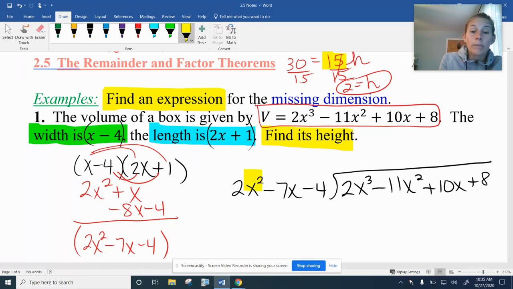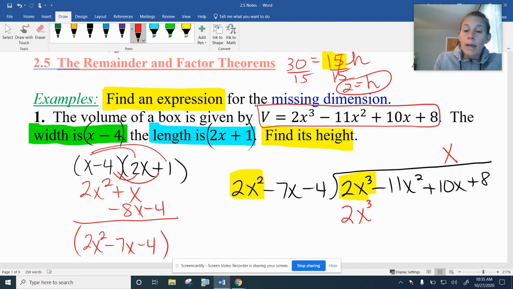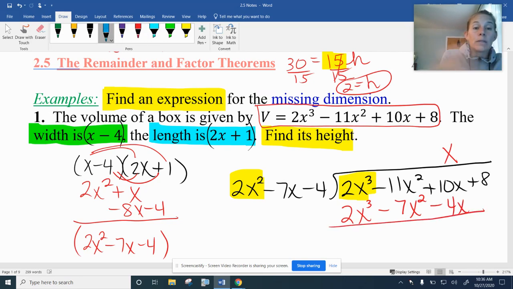So again, for our polynomial long division, we want to figure out, well, what is that number or term multiplied by 2x squared that will give us 2x cubed? Well, we're missing an extra x, so we know there's going to be a single x value. So now when I multiply my x by 2x squared, I get 2x cubed. x times negative 7x gives me negative 7x squared, and x times negative 4 gives me negative 4x. Now all of those need to be subtracted. If it was already a negative, it becomes an addition sign.